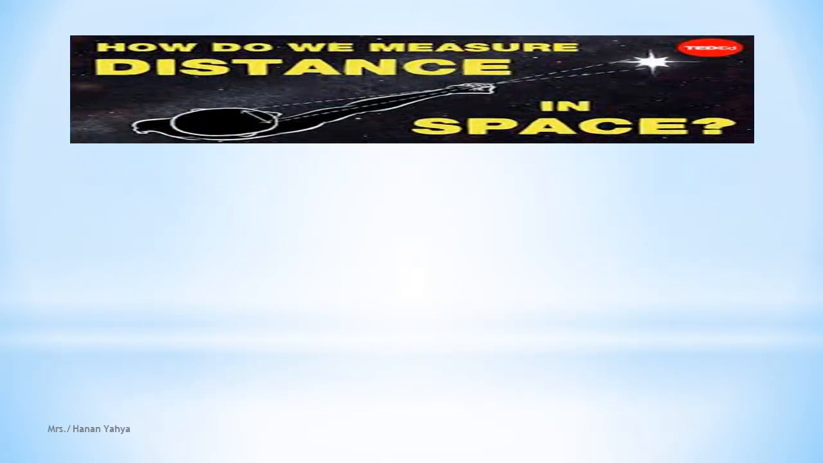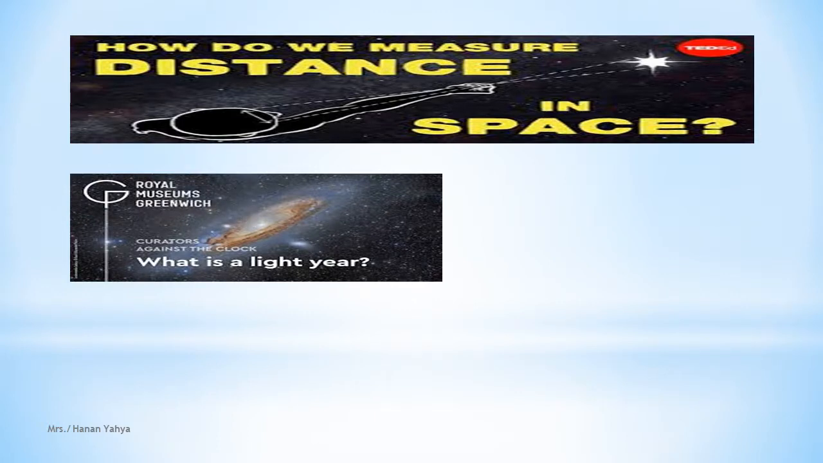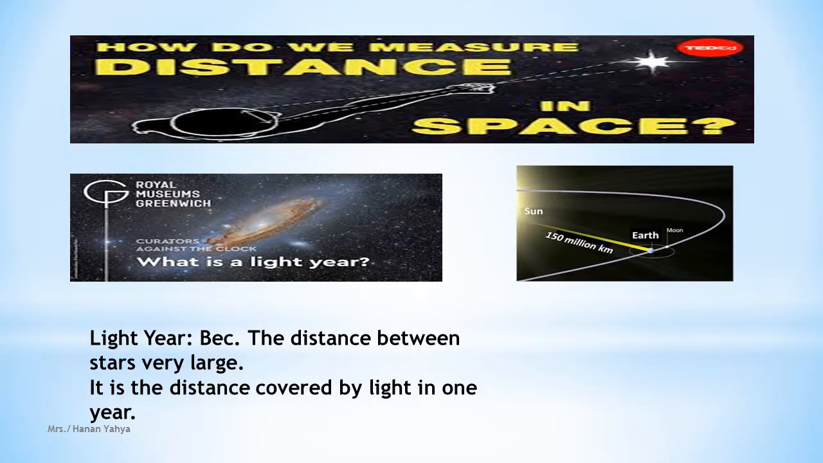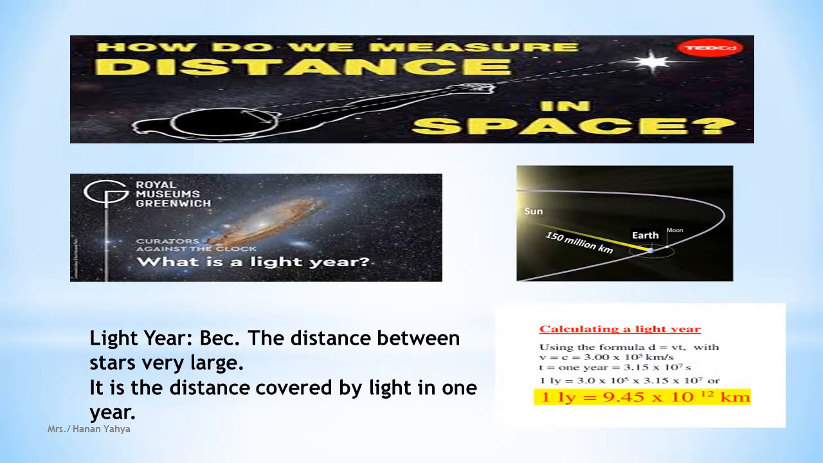How do we measure distance in space? Distance in space between celestial bodies is very large, so we can't measure it by kilometer, and we use a unit called the light year. Why, give reason? Because the distances between stars are very large. What is the meaning of a light year? It is the distance covered by light in 1 year, and it equals 9.46 by 10 power 12 kilometers.